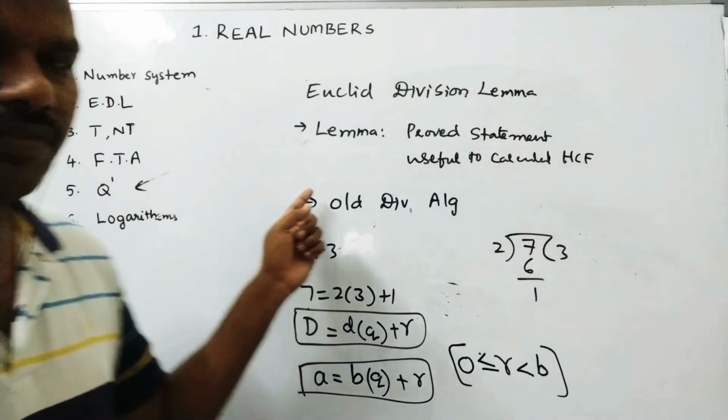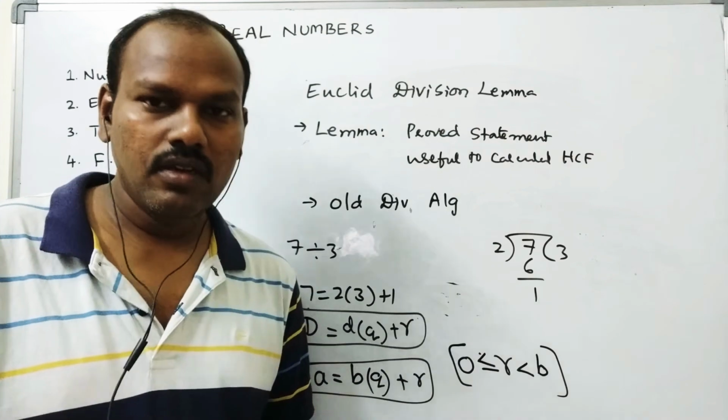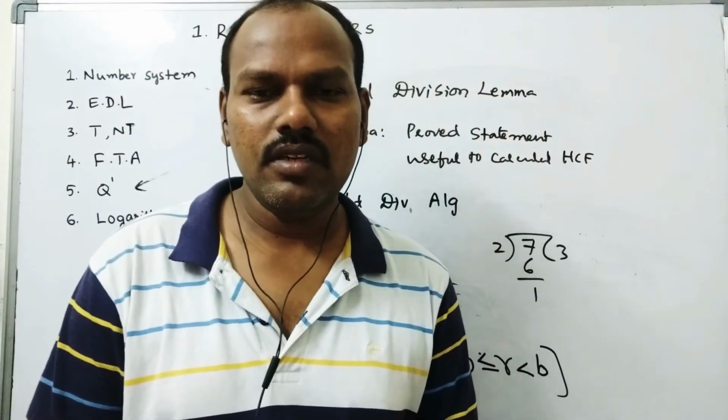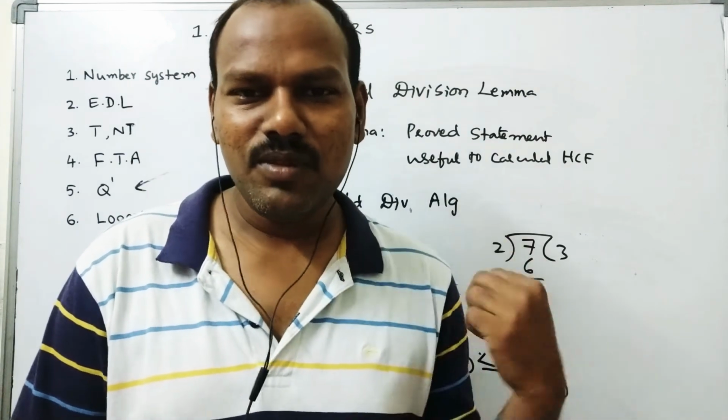So what is the use of Euclid division lemma? First of all, to find the HCF of huge numbers, 4 digit, 5 digit, 3 digit, and of course we have 2 digit numbers also here.